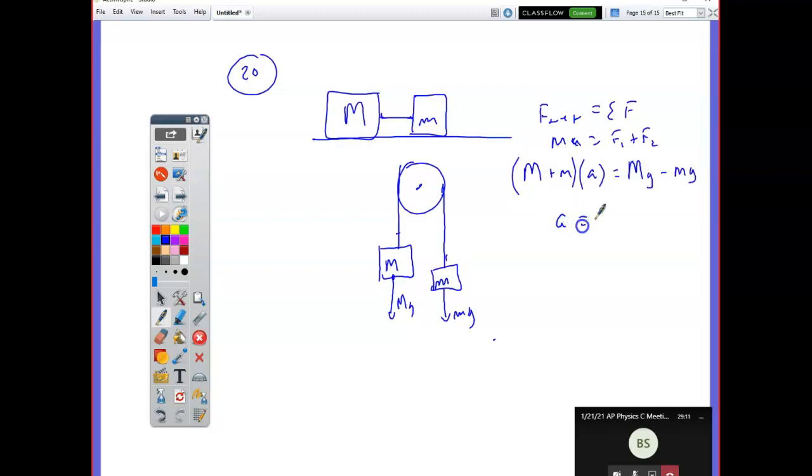I get a equals big Mg minus little mg all over big M plus m. So that minus is negotiable. The rest of it should be good. Oh, they dropped the g off the back. So it's got to be an M minus m over an M plus an m. Only one choice fits that.